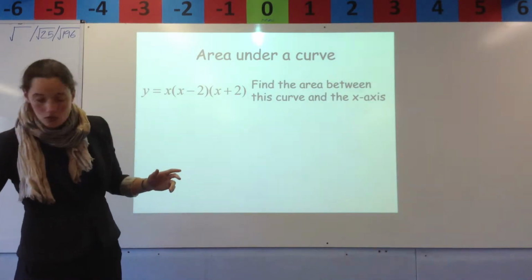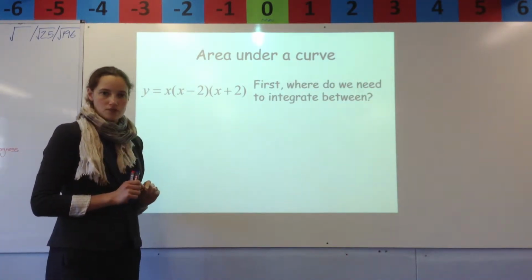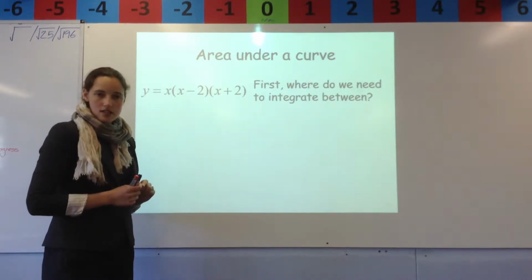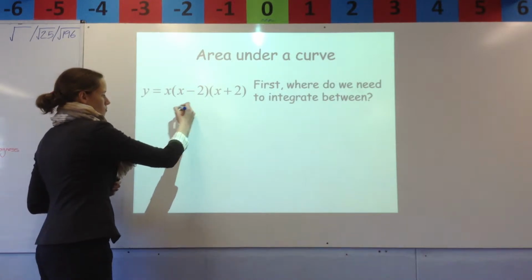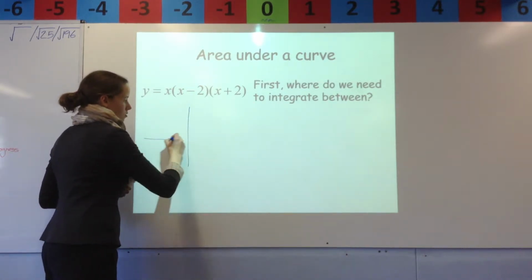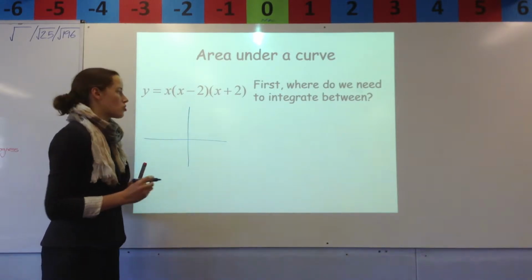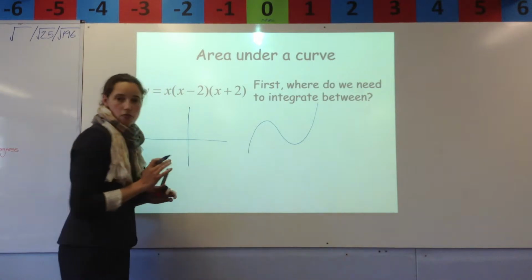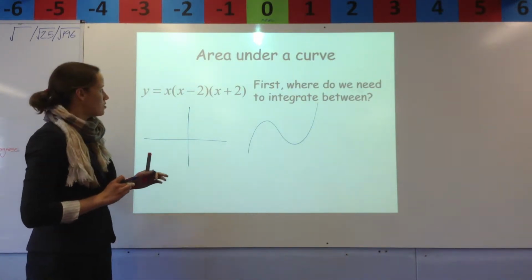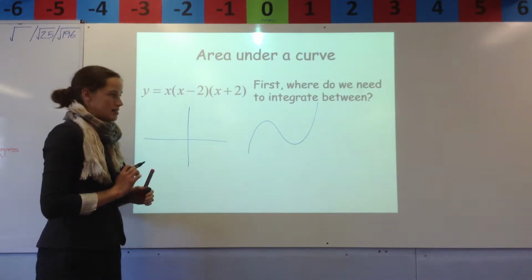So, first of all, we need to find our limits of integration. Well, the easiest thing to do is to draw a sketch. So, we can see from this that this is an x cubed graph. Something of about that shape. So what we need to do is work out where it crosses the x-axis.